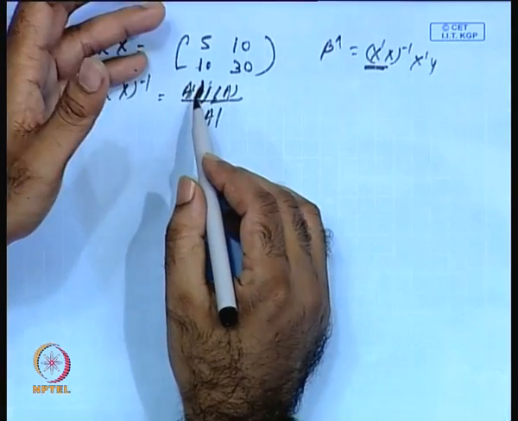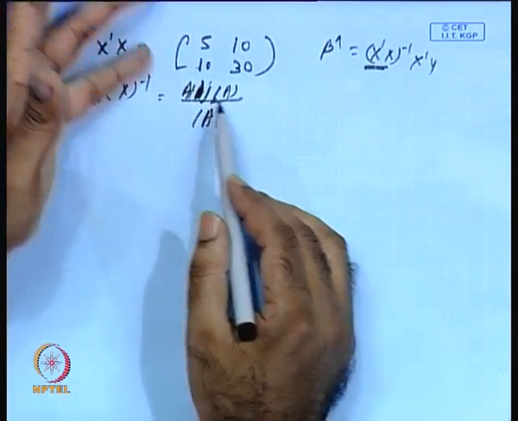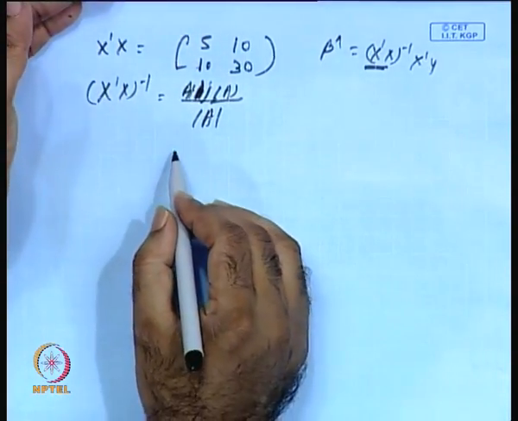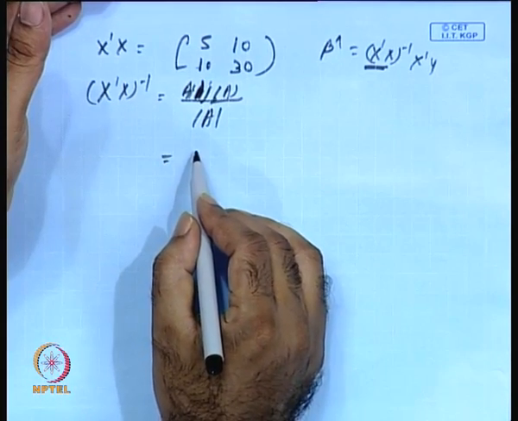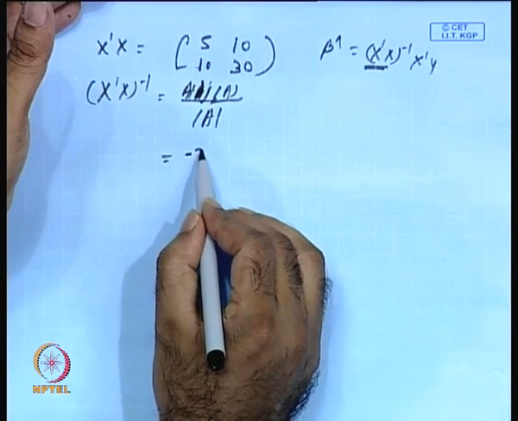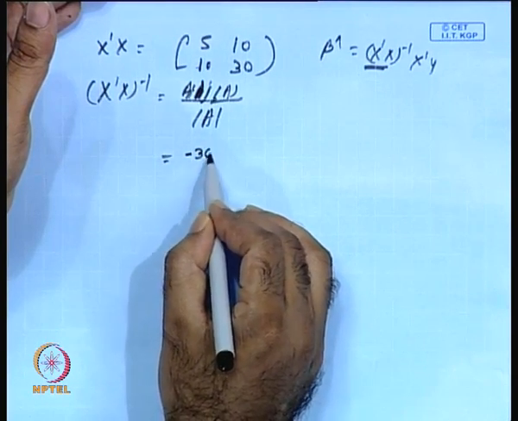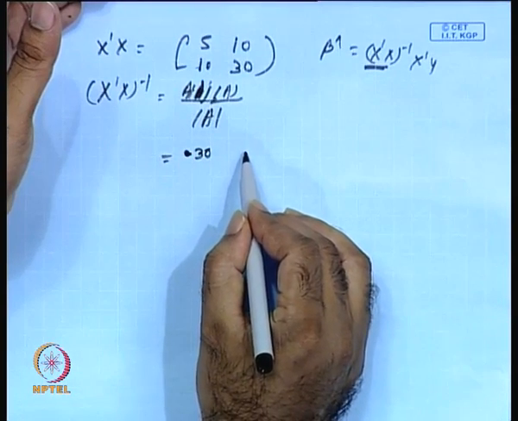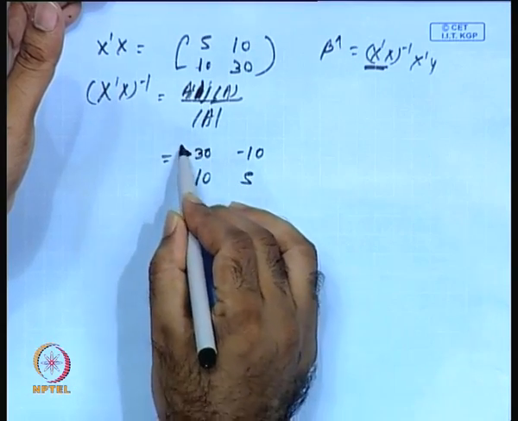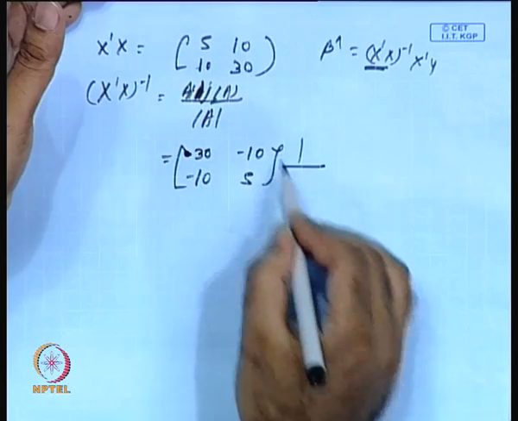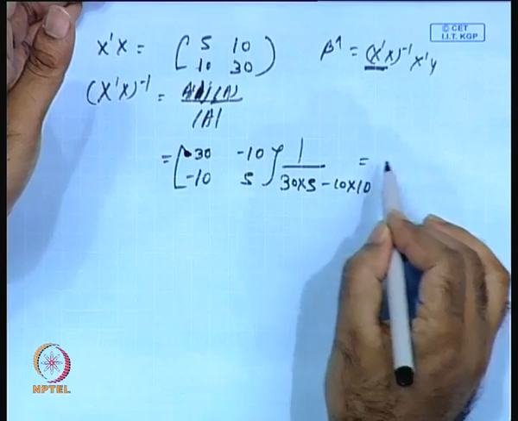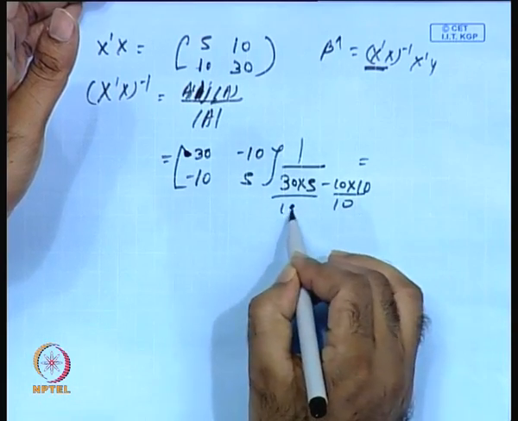For that, we have to know the cofactors and minors, etc. I am not writing it in detail, I am just calculating the values. If we simplify this, it becomes 30, then minus 10, minus 10, and 5. Divided by the value of the matrix, this is 30 into 5 minus 10 into 10, which is 150 minus 100, so this is 50.